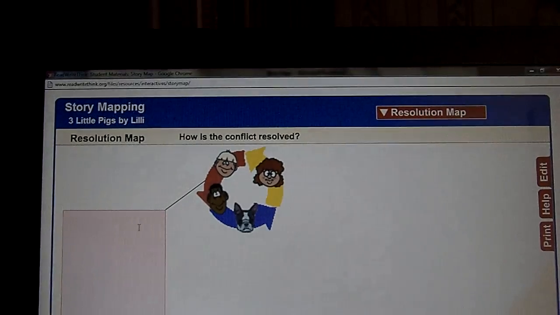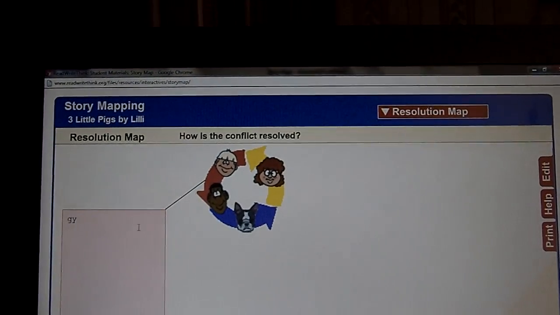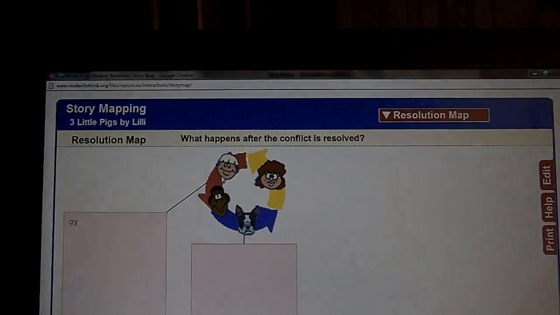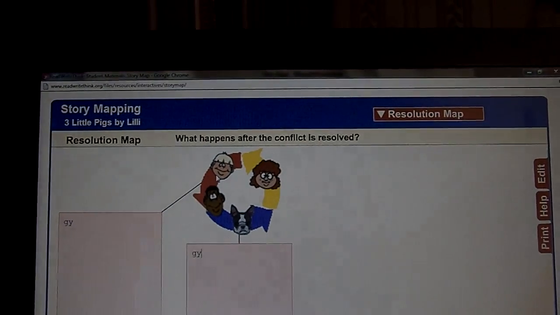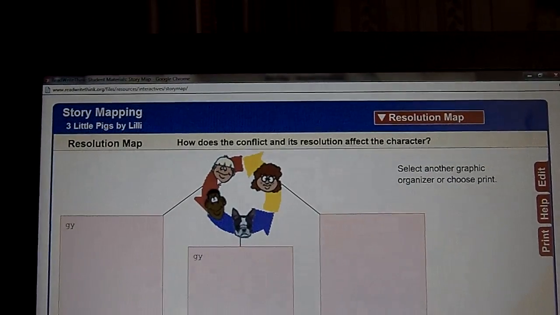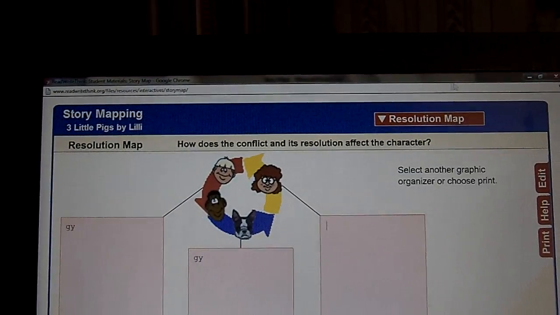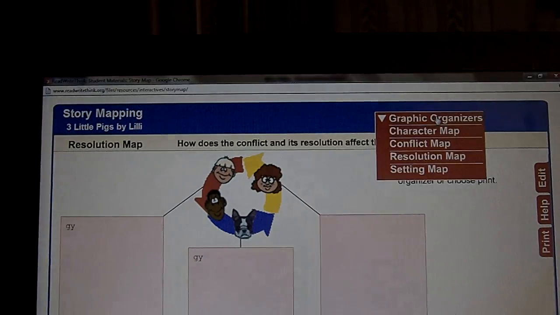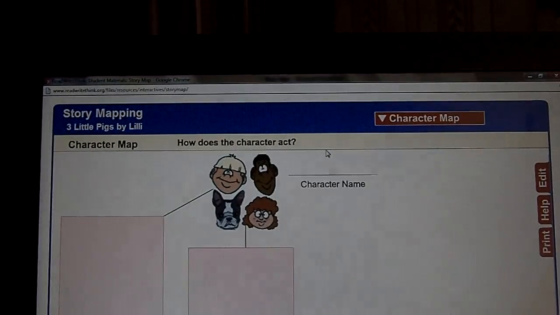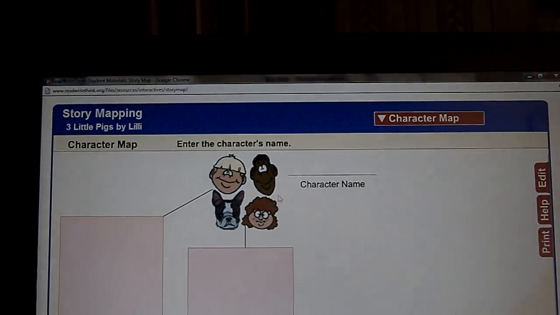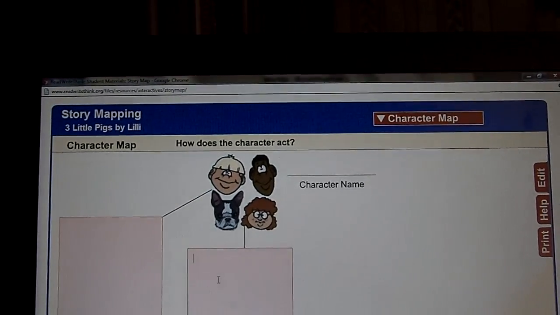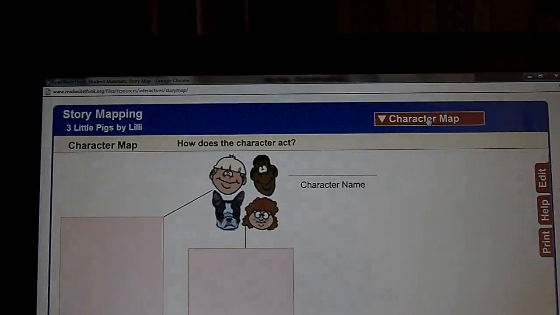This one asks how a conflict is resolved, and then when they answer that, it asks what happens after the conflict is resolved, and then once they put that answer in, it also asks how does the conflict and its resolution affect the character. That's a resolution map. There's also a character map that asks what the character's name is, what the character looks like, and how the character acts.